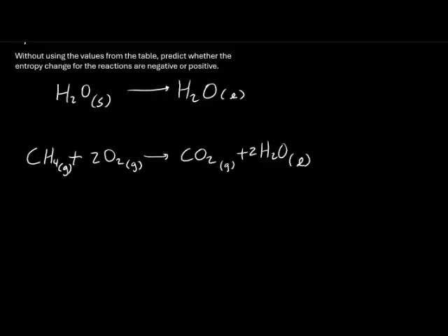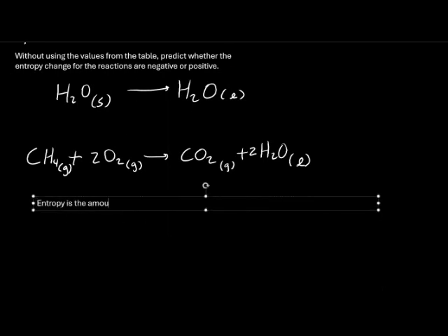The first question asks us, without using values from our reference table, predict whether the entropy change for these reactions will be either negative or positive. We can think of entropy as the amount of disorder in a system. To try to speculate about what the change in entropy for a reaction might be, the first thing we need to look at is the states of matter that are in play.